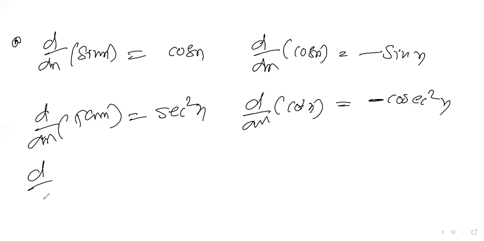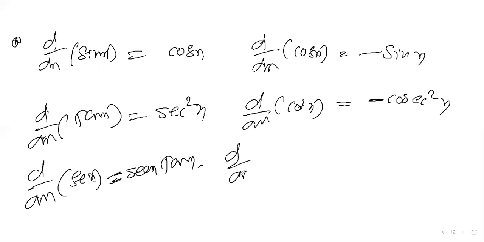D by dx of tan x is over, right? D by dx of secant x is secant x tan x. D by dx of cosecant x is minus cosecant x cot x. And d by dx of cot x is minus cosecant square x. Just one second remaining.